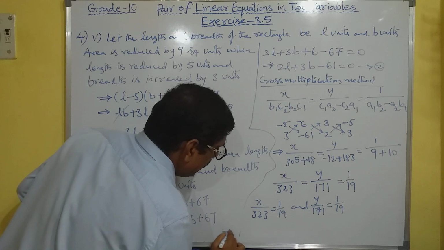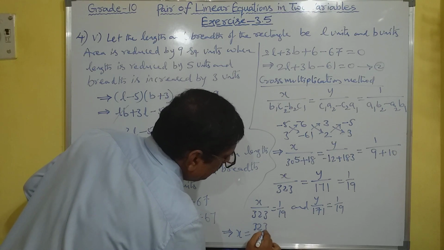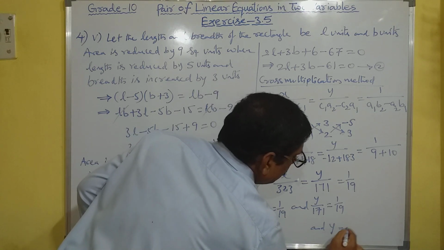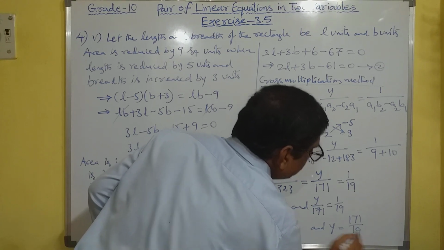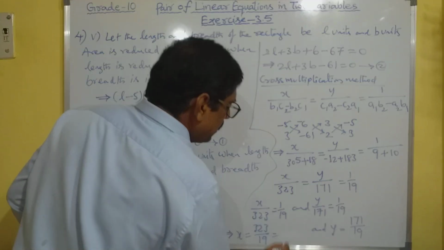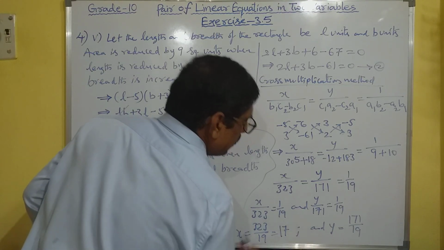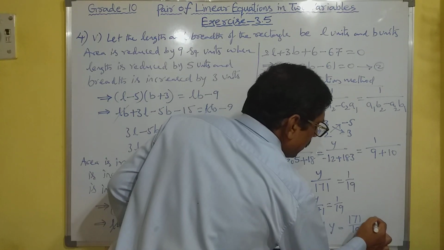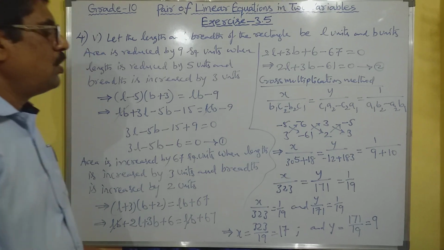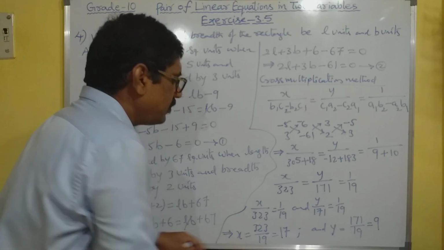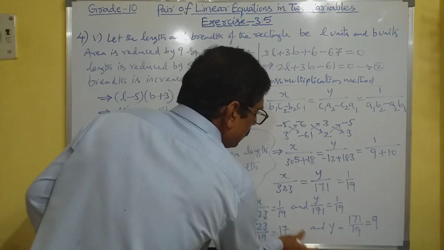This implies X is equal to 323 by 19 and Y is equal to 171 by 19. So 323 by 19 is 17, and 171 by 19 is 9. So finally we get the values of x and y as 17 and 9.